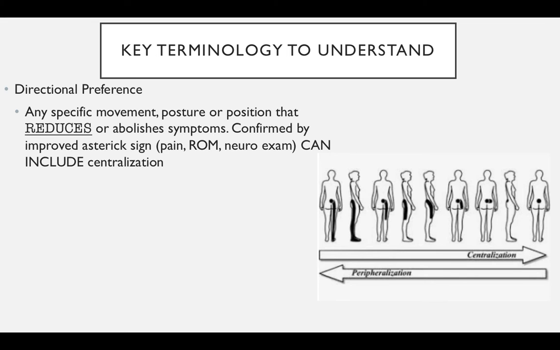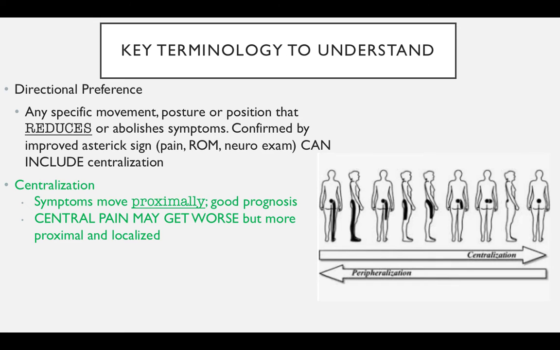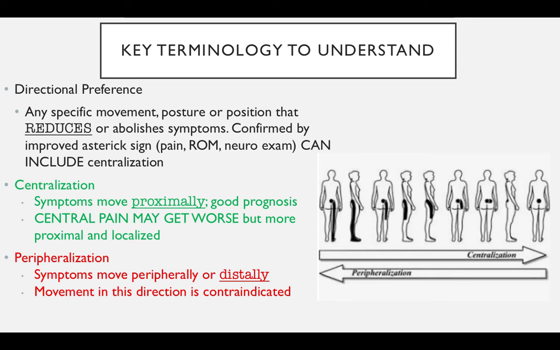Directional preference is defined by any specific movement, posture, or position that reduces or abolishes symptoms. This is confirmed by an improvement in the patient's asterisk sign, including pain, range of motion, or neuro exam findings. This can include centralization. Centralization is when symptoms move proximally and is considered to be a good prognosis. Remember that and educate your patient that central pain may get worse. Peripheralization is when symptoms move peripherally or distally. Movement in this direction is contraindicated.